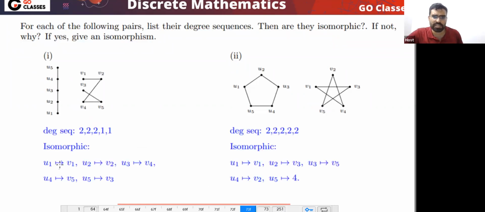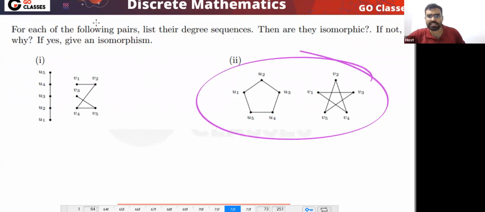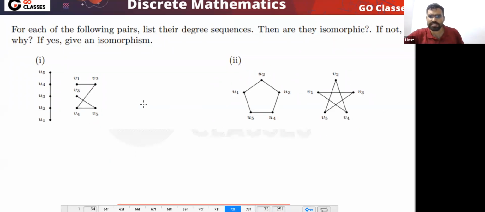Yes, this bijection you can give. This V3 you can untwist, so U1 will be the same as V3. So you can give a bijection. And these two we have already seen that these are isomorphic. Correct?